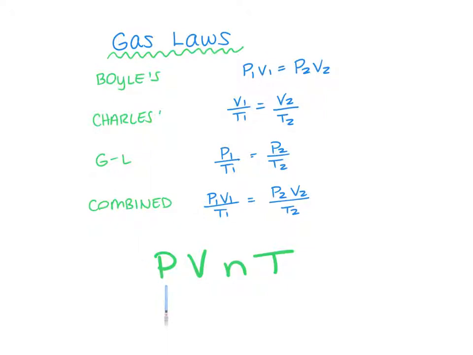P for pressure, V for volume, N is for number of moles, which is the amount of gas, and T is for temperature. And all 4 of these variables can change, and when 1 or 2 of them change, it affects the other ones. It's kind of a cause and effect type relationship.